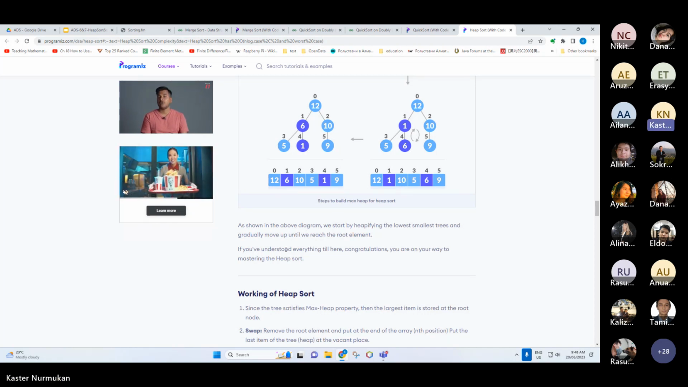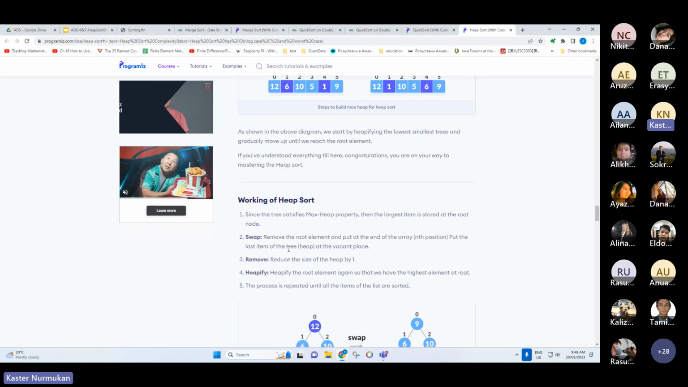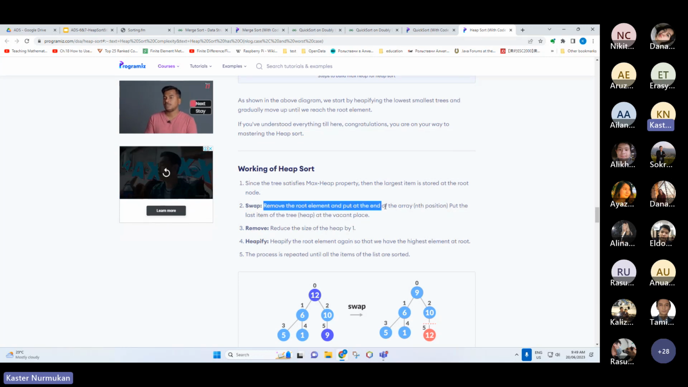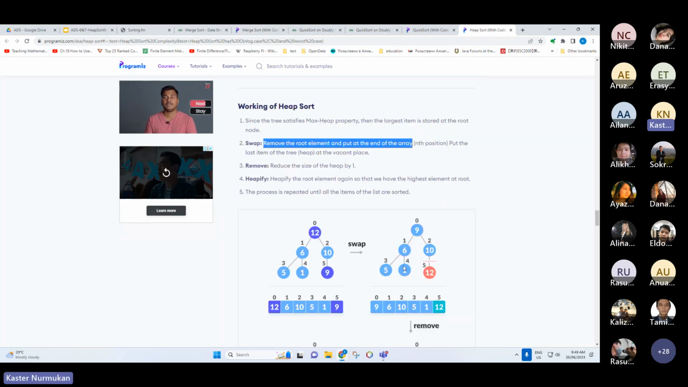So max heap, min heap is still not the way to get the result, but we can use the data structure to follow this process. We can sort it. First of all, we need the swap process. What is the swap? Remove the root, because it's the maximum value, and put it at the end of the array, the nth position. Put it in the last element of the tree, of course. Swap 9 and 10, just swap it.